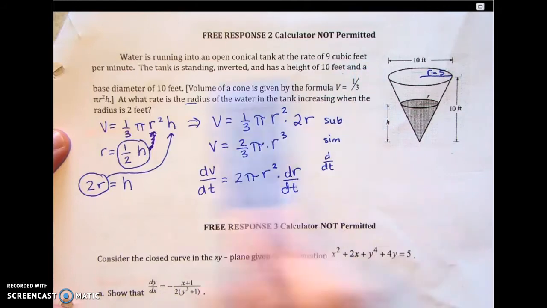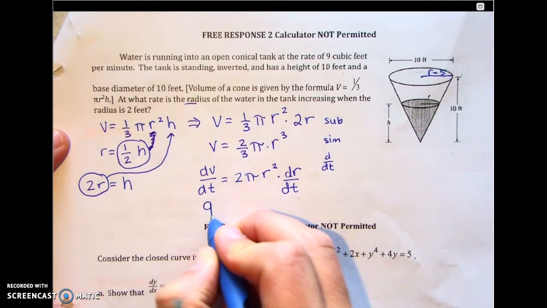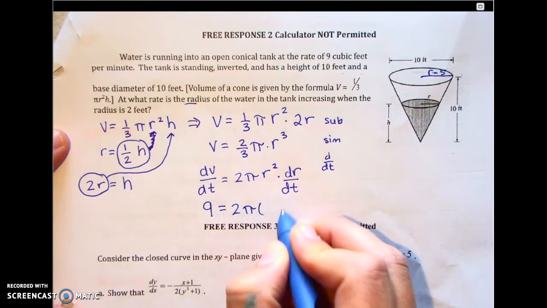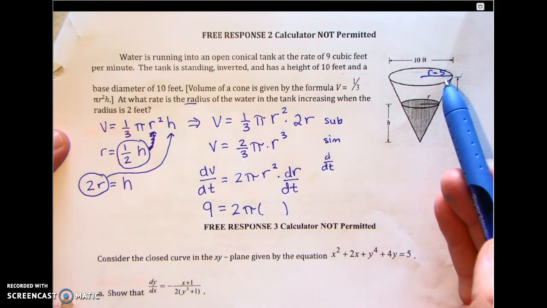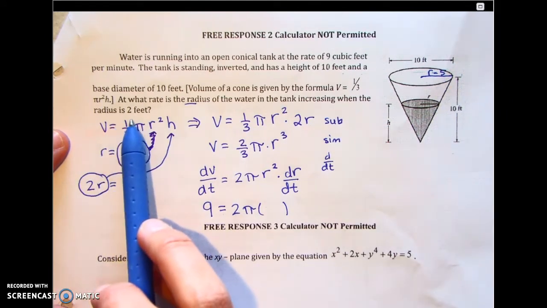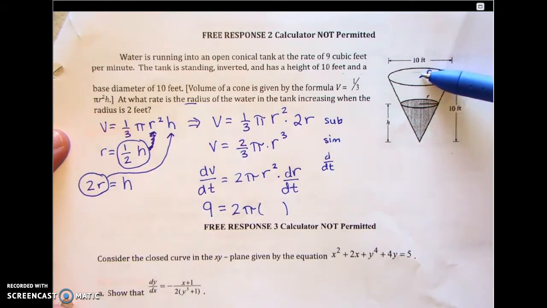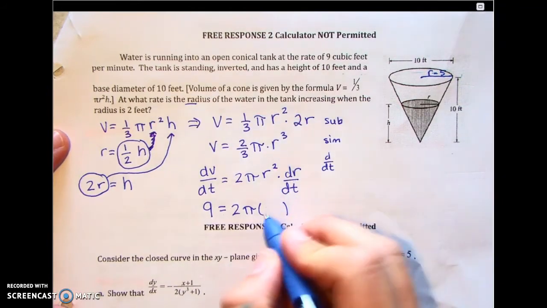All right, now it's time to fill in some values. 9 cubic feet per minute. Cubic feet is volume, per minute is a rate, so 9 is dV/dt. 2 pi, and the radius. Now it's a little confusing because here I say radius is 5, but then the question says radius is 2. So you've got to think, is the water all the way at the top? Is the radius of the water 5, or has the water been drained? Or is it increasing and the radius is 2? We're talking about the radius when it's 2 feet.